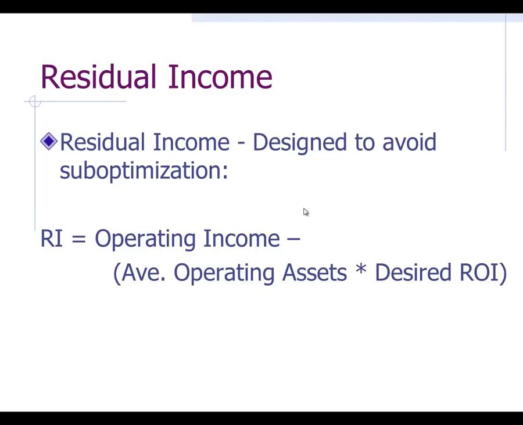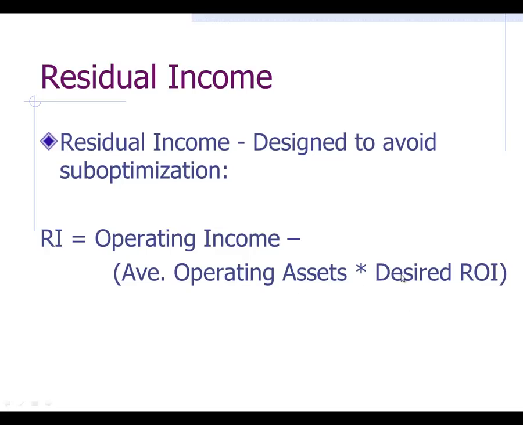So another way to measure the investment centers is to use what we call residual income, and it is designed to avoid sub-optimization. So your formula is to take your average operating assets and multiply it by a desired ROI. Basically, the companies are going to come out and say, we have a desired ROI of 10%, for example, or 12%, whatever the company comes up with. So if you take this desired ROI and you multiply it by the average operating assets, what this piece gives you is the amount of desired income.